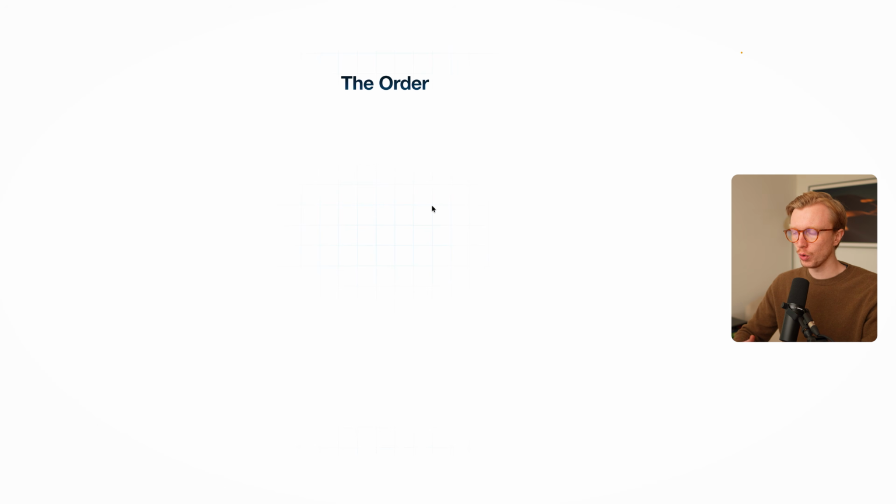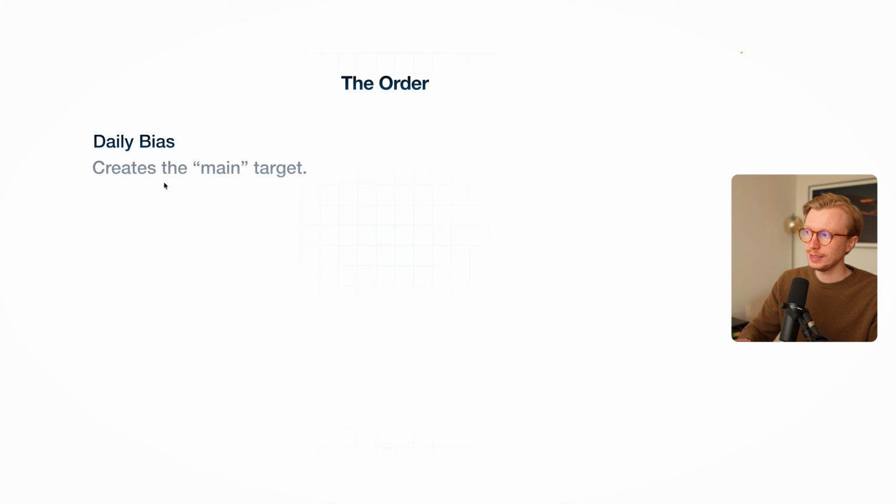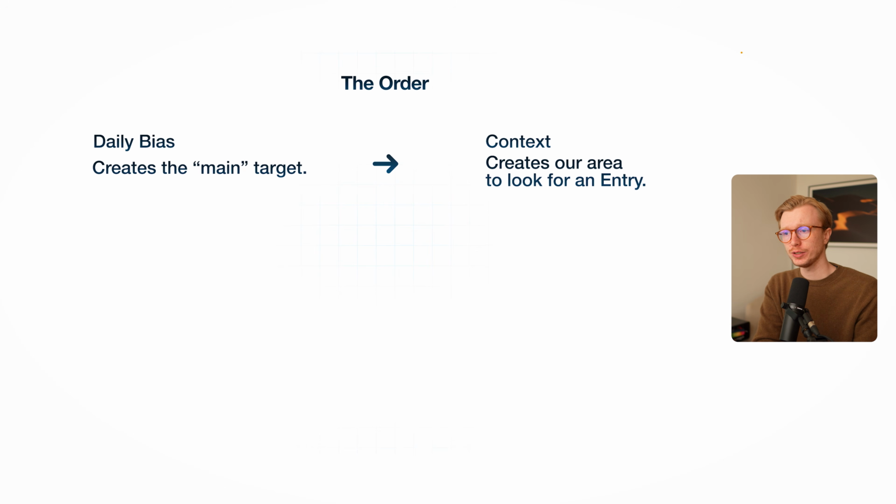Now, if we move on right here, then the order is again the following. So we have that daily bias. The purpose of the daily bias is to create that main target. So what are we likely moving towards next, if that makes sense? Then once we have that, we move on to the context area. So this creates our context area to look for an entry. After the context area, we move on to find our entry 2 time frames below, ideally. And you can play around a little bit with that as well.